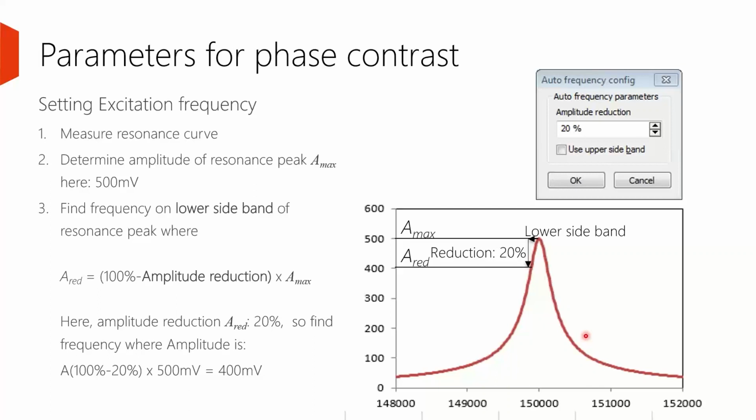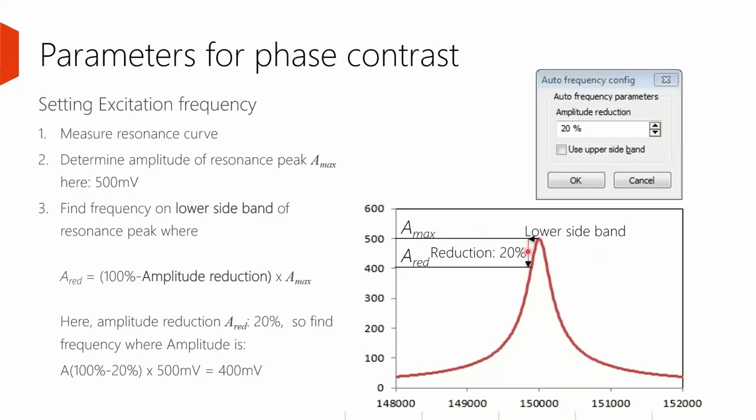Now a little bit practical, how are we setting it up? For tapping mode or for phase contrast mode, you look where the resonance frequency is of your cantilever. You set that to your desired value. So here we took an amplitude of 500 millivolts.